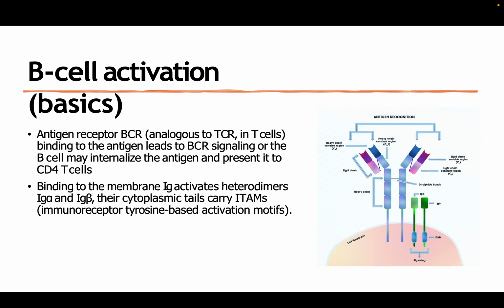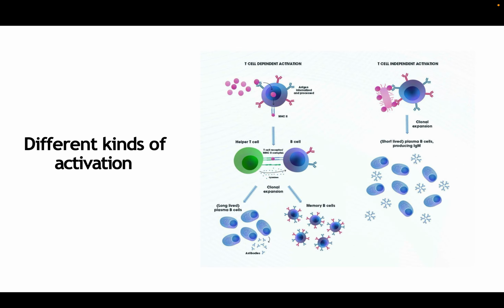So let's now go into B cell activation. When it comes to B cell activation, there are two different types: the T cell dependent activation and the T cell independent activation. The T cell dependent activation is, as the name says, dependent on T cells. So your B cell will bind to your antigen through your B cell receptor. This gets internalized. Remember, B cells are antigen presenting cells, and they present it on their MHC2.